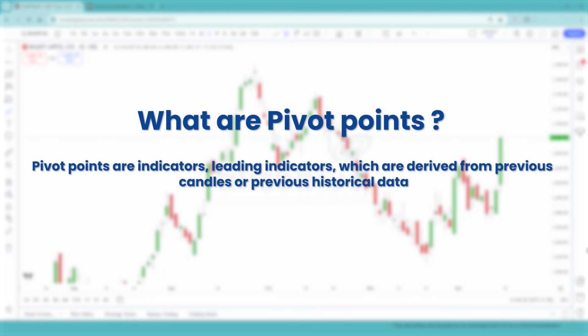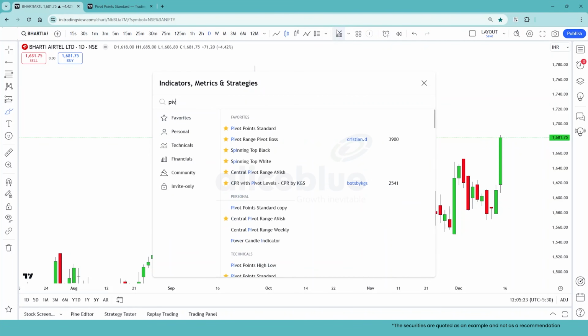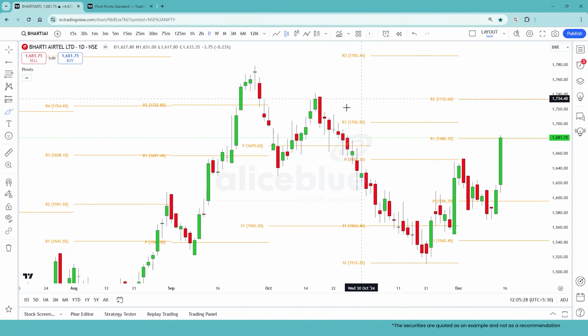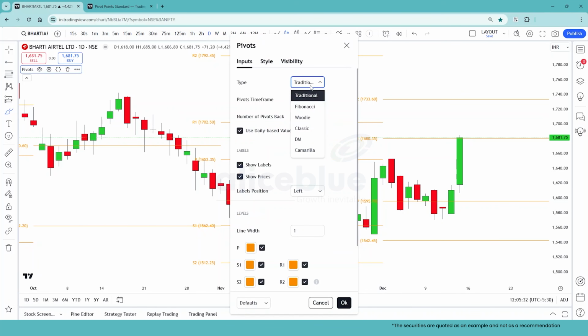So, pivot points are leading indicators which are derived from previous candles or previous historical data. If we go over to the chart here and type pivot, we'll see this option for pivots standard. And if we click on that, it will get added to the chart. If you go to the pivot point settings, we'll get to see a variety of pivot points like traditional, Fibonacci, Woody, Classic, DM, and Camarilla. We'll be talking about traditional for this video.